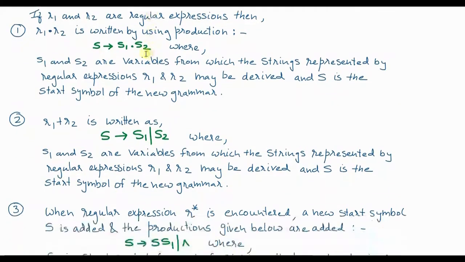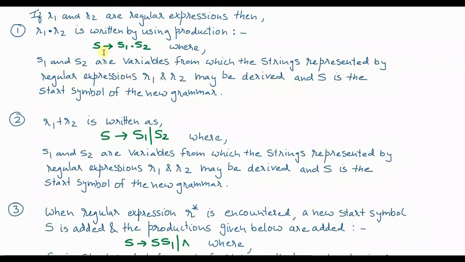Let's see the procedure. If R1 and R2 are regular expressions, then suppose you want to write R1 dot R2. It is written by using a production S gives S1 dot S2. What are S1 and S2? S1 and S2 are variables from which the strings represented by regular expressions R1 and R2 may be derived.